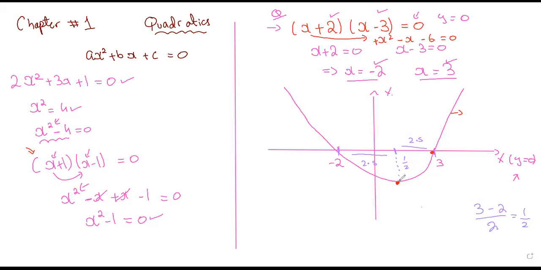Now I know that at this point, the x coordinate is 1 by 2. And what about the y coordinate? How do we find the y coordinate? By using the given equation. I use 1 by 2 in x and whatever I get would be my y. Can you please tell me what would be the value of y in this case? Minus 6. Minus 6. Okay.